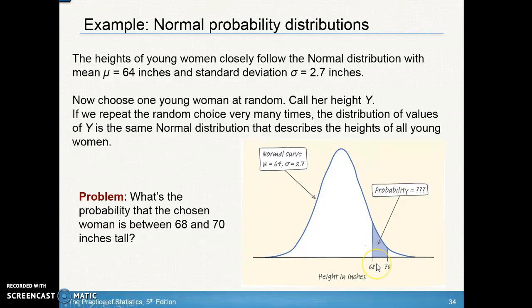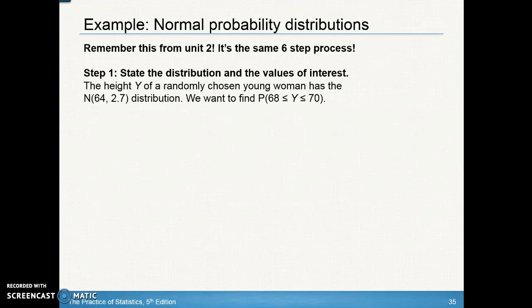So what's this probability? Well, we know how to do this. This is just using our z-scores in our calculator. This is the same six-step process that we used before. So make sure you define your distribution. We're looking at y as our randomly chosen young woman. That's our random variable here, approximately normally distributed with a mean of 64 inches and a standard deviation of 2.7. Okay, so make sure you include that.